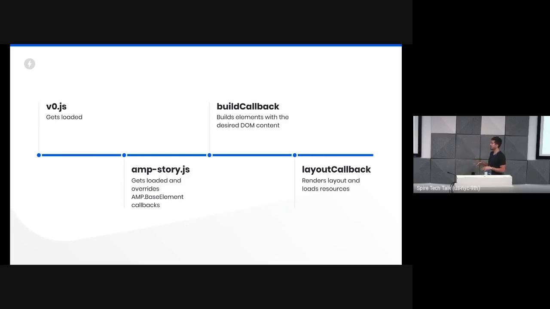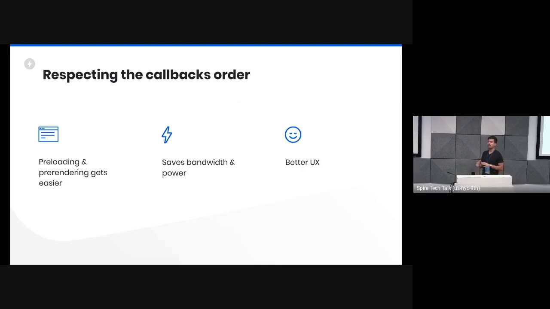The main callbacks are the build callback and the layout callback. The build callback is concerned with building elements and making sure that we have the correct DOM structure before actually displaying any content or loading any resources. And then the layout callback is concerned with actually loading those resources and rendering some content inside the story. By following these guidelines, we help ourselves later down the road do things like preloading and pre-rendering, while also saving bandwidth and providing a better user experience.